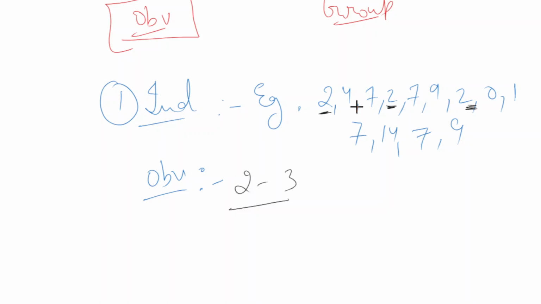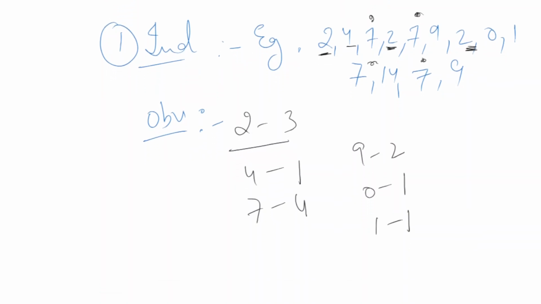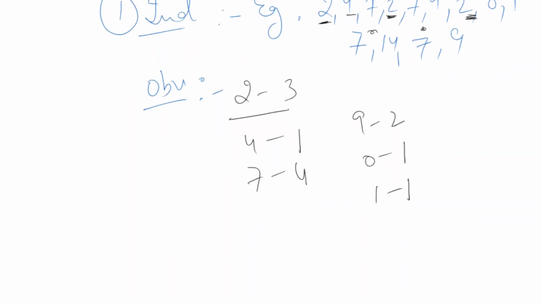Now let's count for 4. 4 is occurring only once. Then count for 7: 1, 2, 3, 4. Now 7 is occurring 4 times. Then 9 is occurring twice. 0 is occurring once and 1 is also occurring once. This is just an observation I have made of how many times each digit is occurring. So the maximum number of times a number occurs is 7, and the mode for this series is 7.